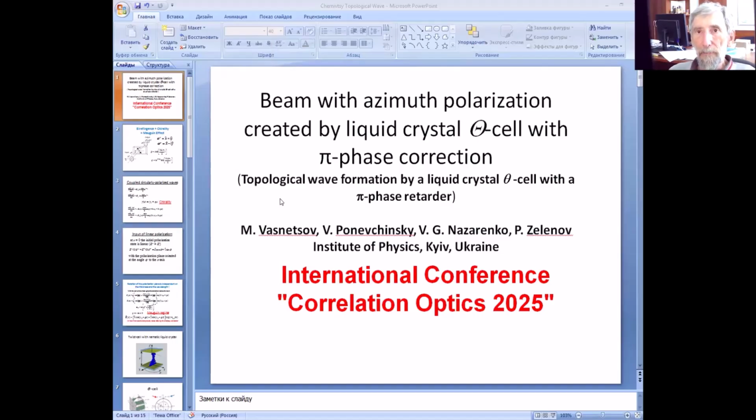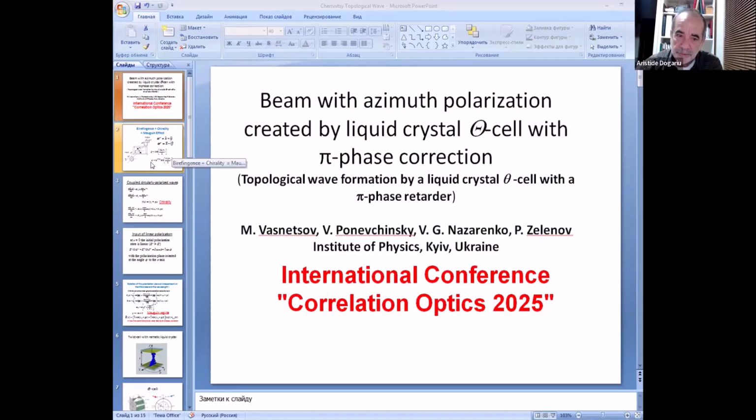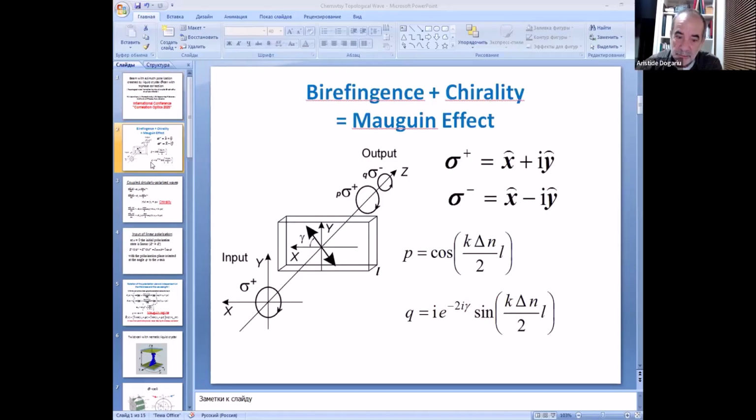The theoretical preface is used to explain the so-called Mogen effect, which probably is not very familiar to the audience, so I will start my presentation with this. If you don't mind, put your presentation in display mode.